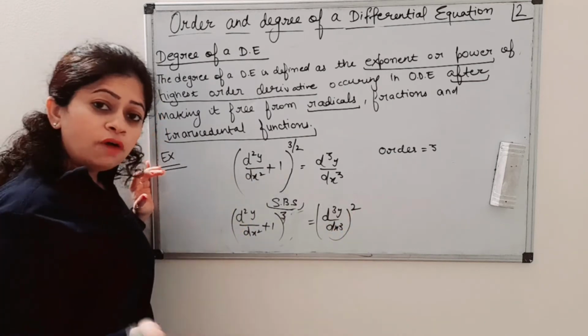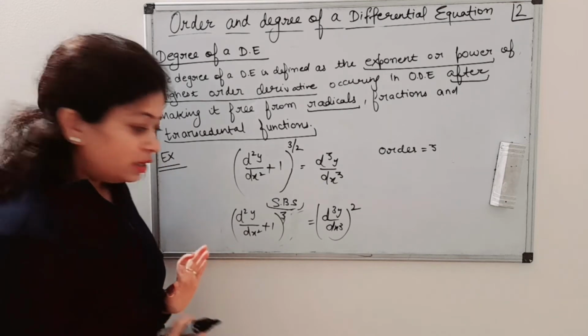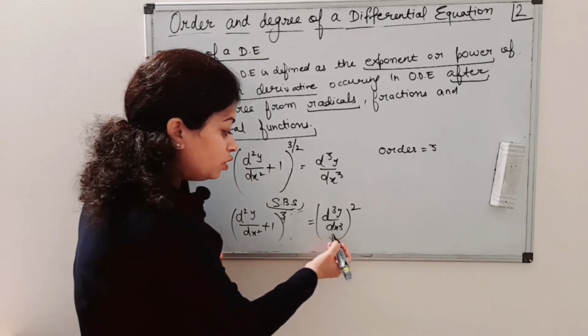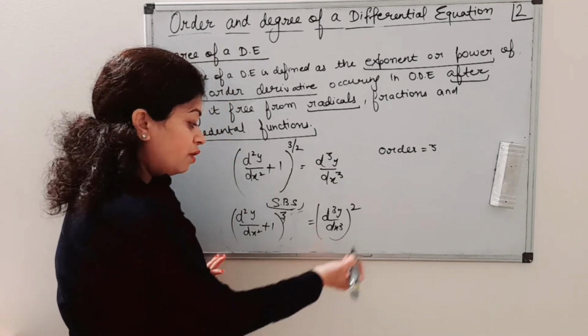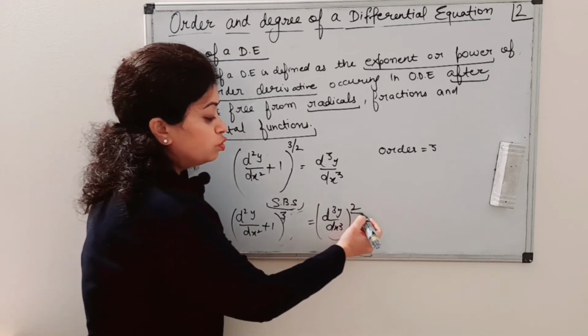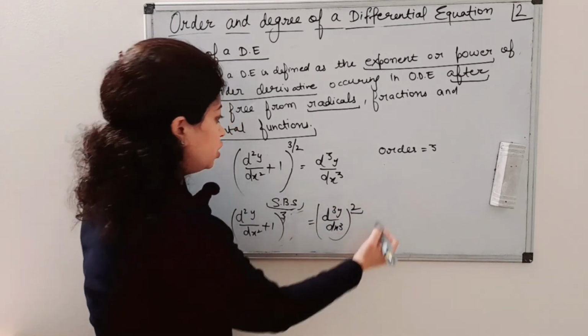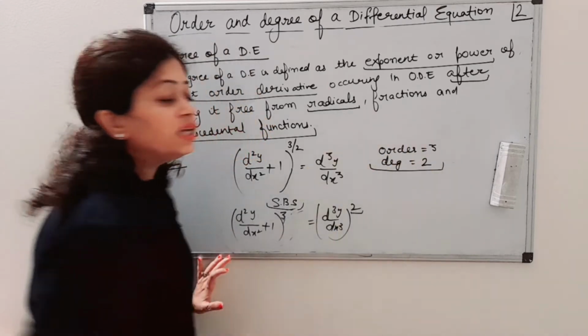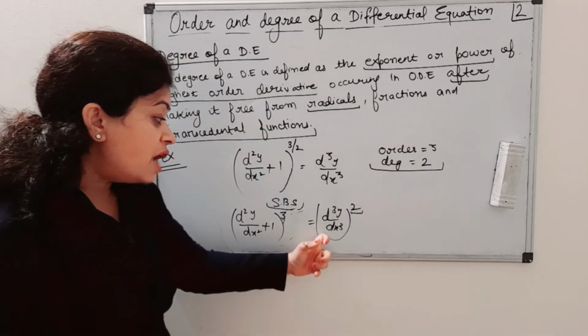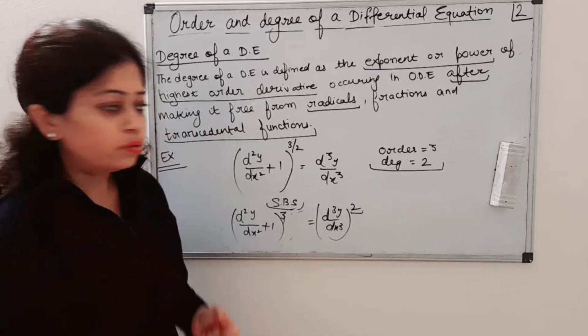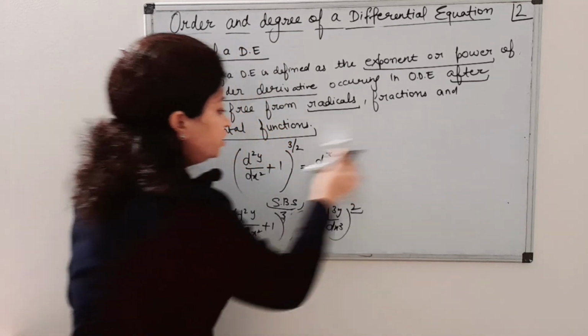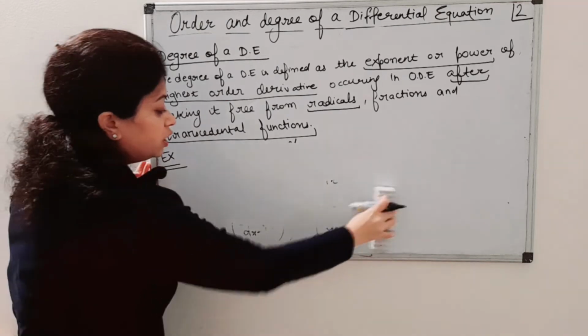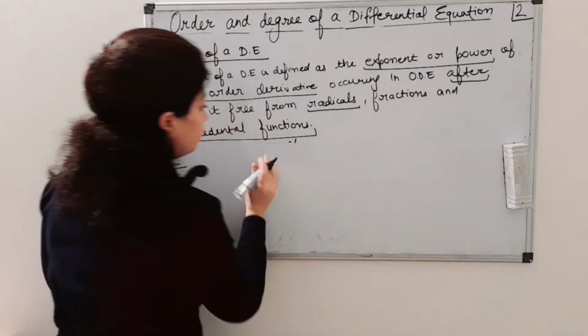Now we will see what is the degree. The highest order derivative is 3 and the power of the highest order derivative is 2. So the degree of this differential equation is 2, because we need to see the degree of the highest order derivative. One more example we will check. What is the degree of this differential equation?